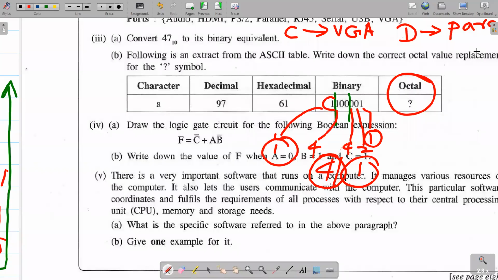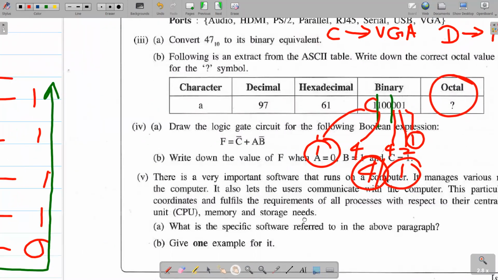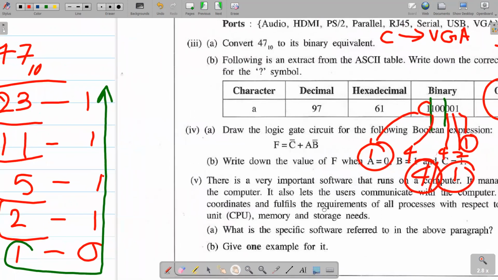Fourth question. Draw the logic gate circuit for the following Boolean expression. Another simple one. Logic gate question.